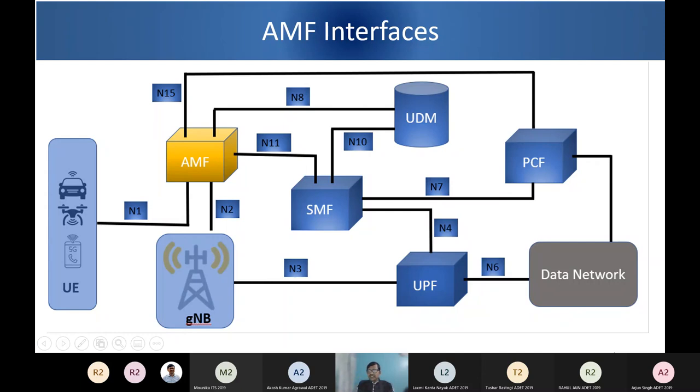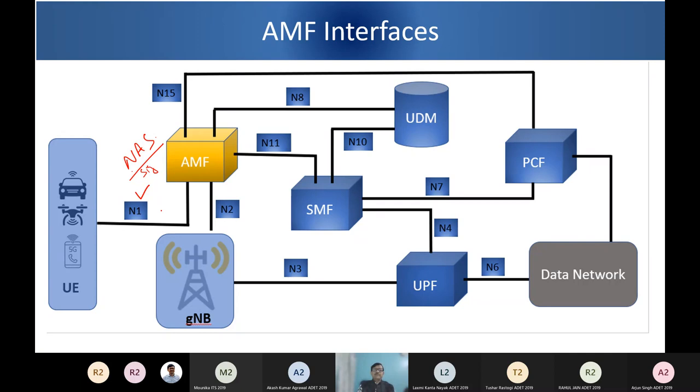What is the interface with the user equipment? Just tell me, what is the name of the interface? N1. All those signaling, we call it NAS. I think Sunil sir was explaining this. AS is what? Access stratum. So this is non-access stratum kind of signaling, which is happening between the UE and the core network.